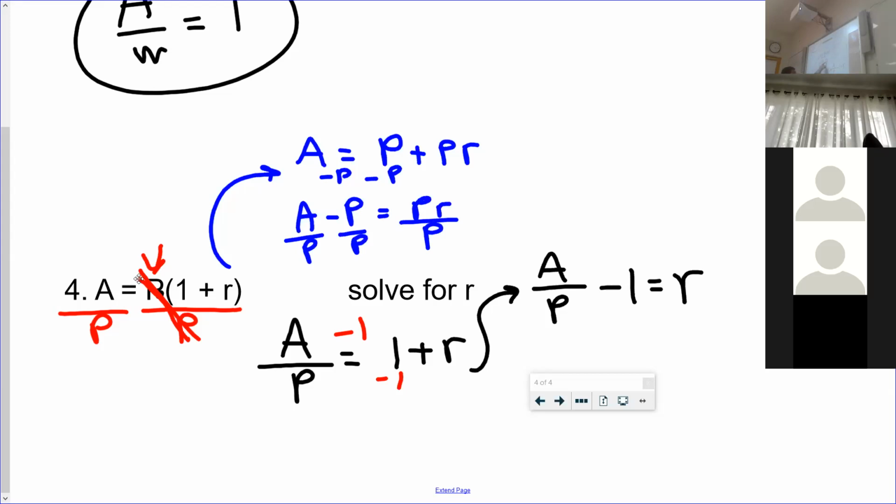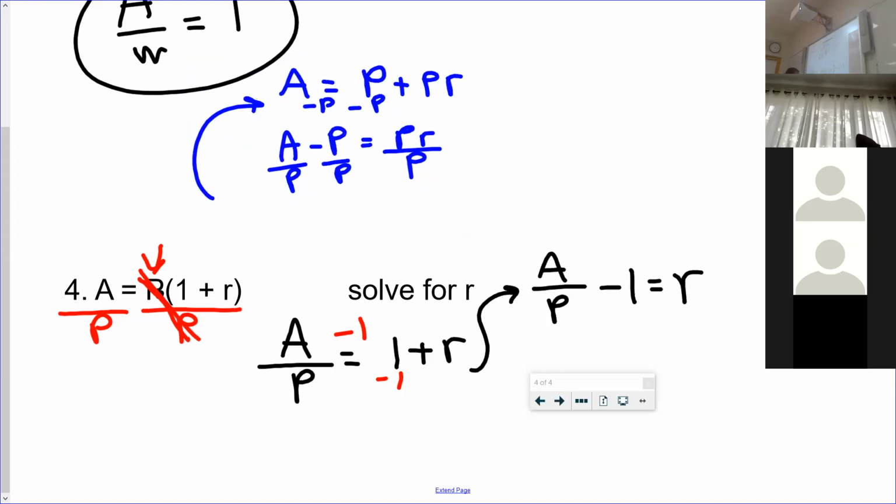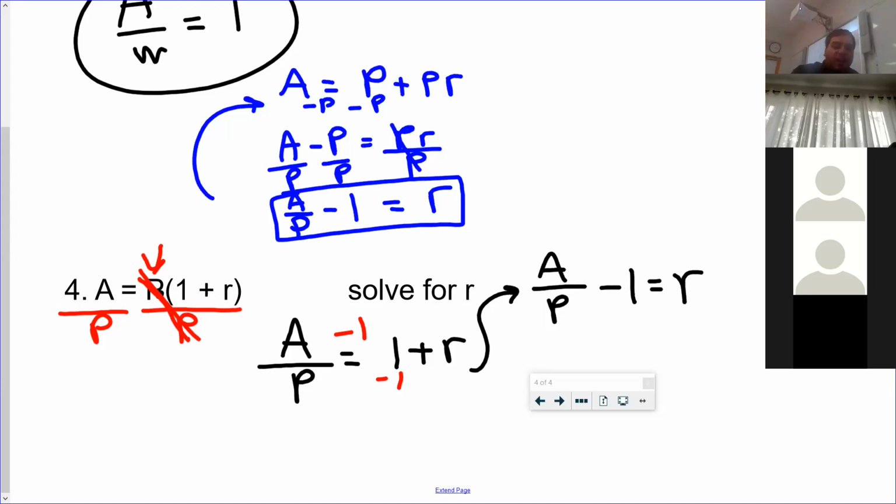On the right side, this cancels out, it's just R. On the left side, A over P cannot simplify, so that stays A over P. But what is P over P? 1. Good job. So I could change this into 1. And look, it matches what I got over there. So even if you distribute, just like the fraction thing, you still will get the right answer.